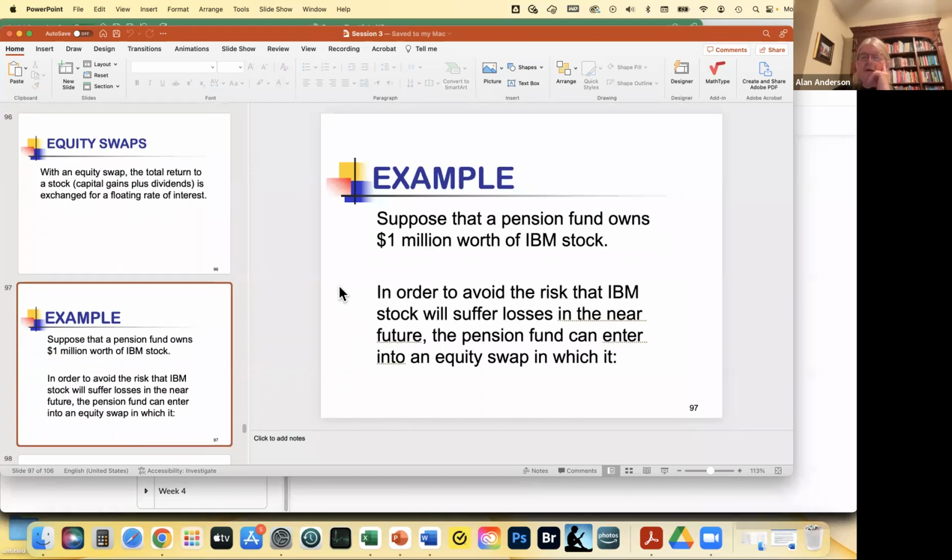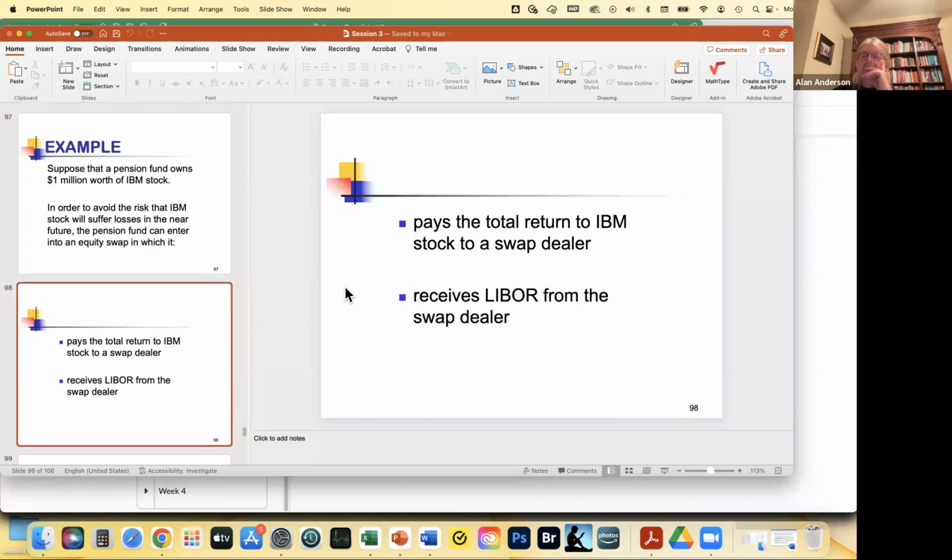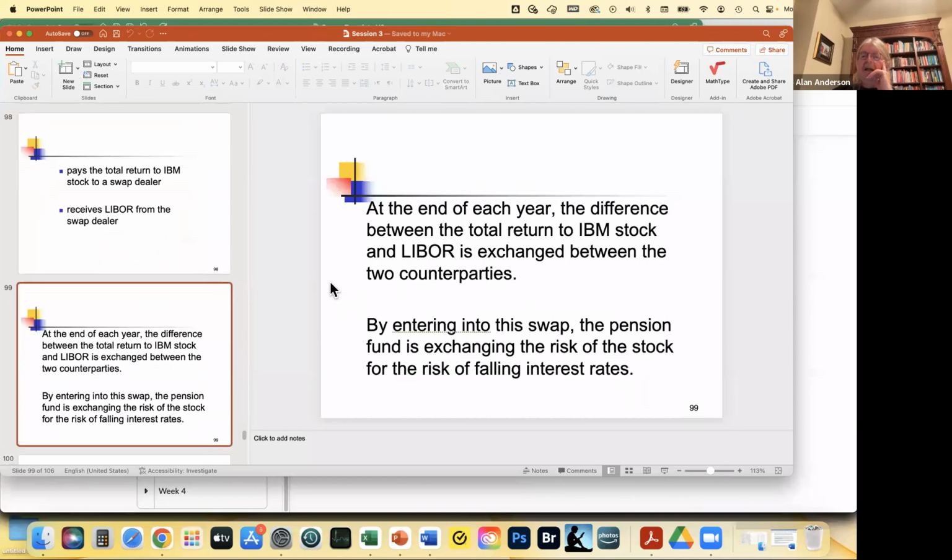For example, a pension fund owns $1 million worth of IBM stock, and they're worried about IBM, but they don't want to sell the stock either. So they enter into an equity swap, in which they trade the returns to IBM for LIBOR from a dealer. At the end of each year, the difference between the return of the IBM stock and the LIBOR is exchanged between the two counterparties. So what they've done is exchange the risk of the stock not doing well for the risk that rates may actually fall in the future. They're obviously going to do this only because they're convinced that rates are heading up and or IBM is going to have a rough next couple of years.